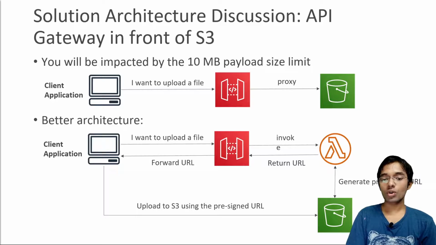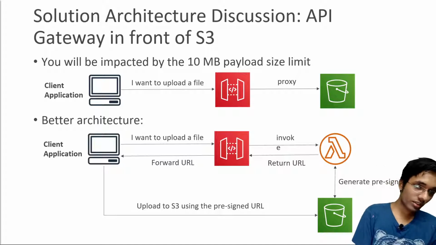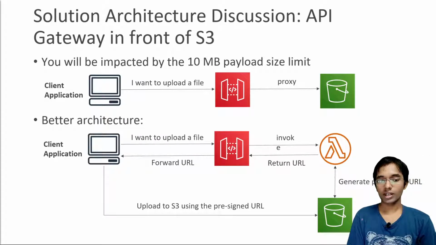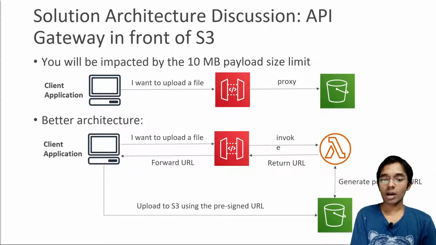Now the API gateway will talk to a Lambda function, and the Lambda function can generate a pre-signed URL from our S3 buckets. By getting this pre-signed URL, it will return the URL itself, which is very light, and the real URL will be forwarded to our client application from the API gateway. Then, using that pre-signed URL directly from our client application, we are able to upload directly into S3 any file of any size we want.